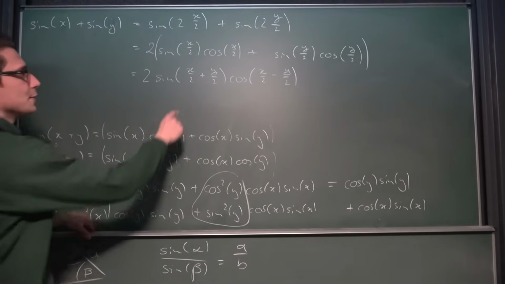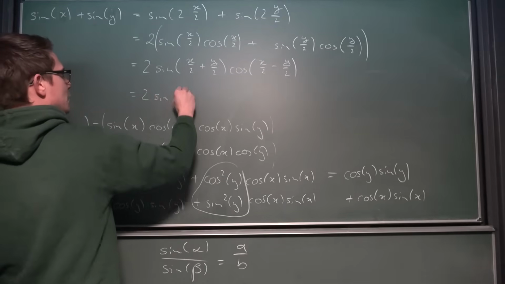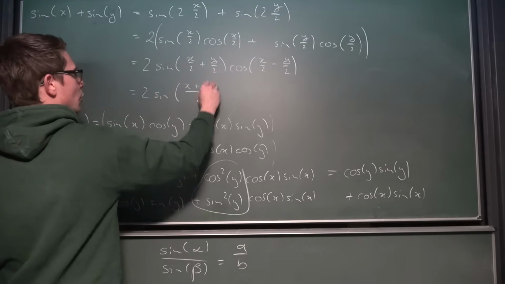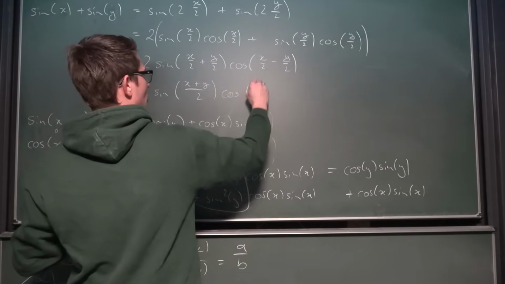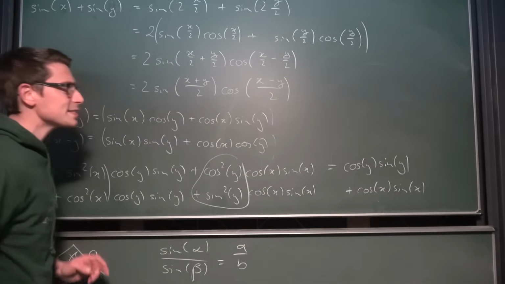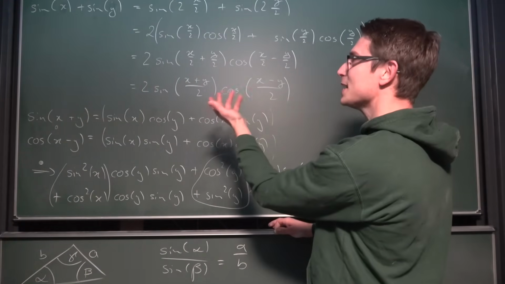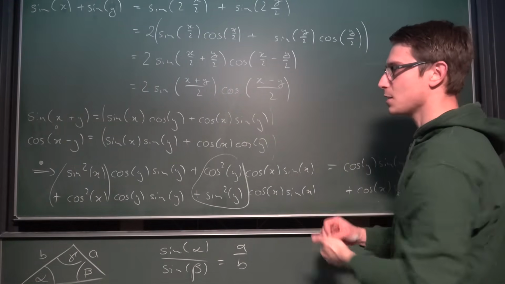And this is actually great. We can bring those two together. So we are going to get this 2 times the sine of x plus y over 2 times the cosine of x minus y over 2. And this is actually quite beautiful if you take a look at that, right? I mean, this turned out very nicely overall.